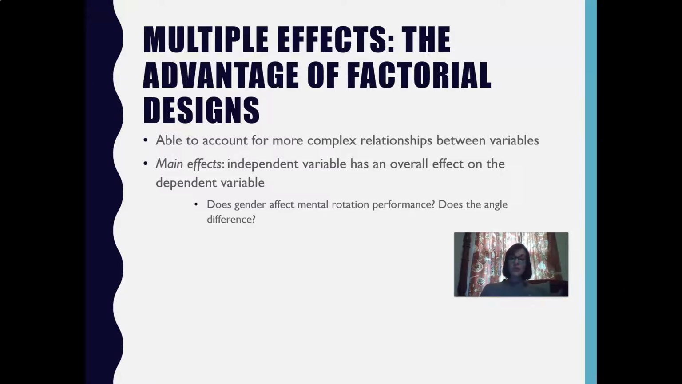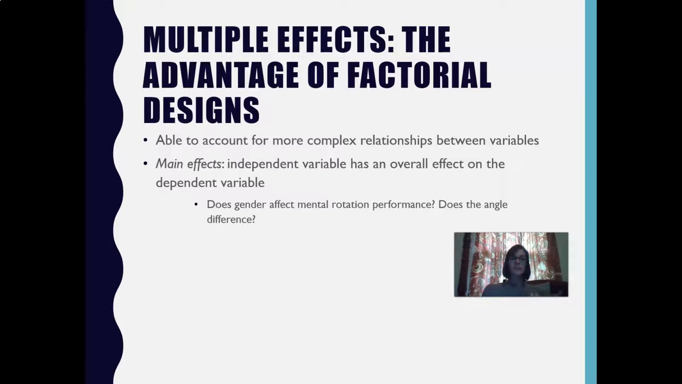So when you use a factorial design, it actually has more external validity because the world is full of interactions and you are doing an experimental study that is looking at interactions. So you're able to account for more complex relationships between variables that you otherwise wouldn't have.